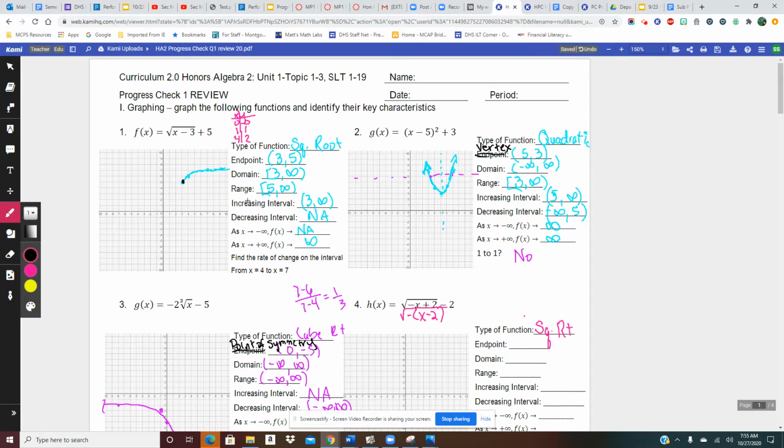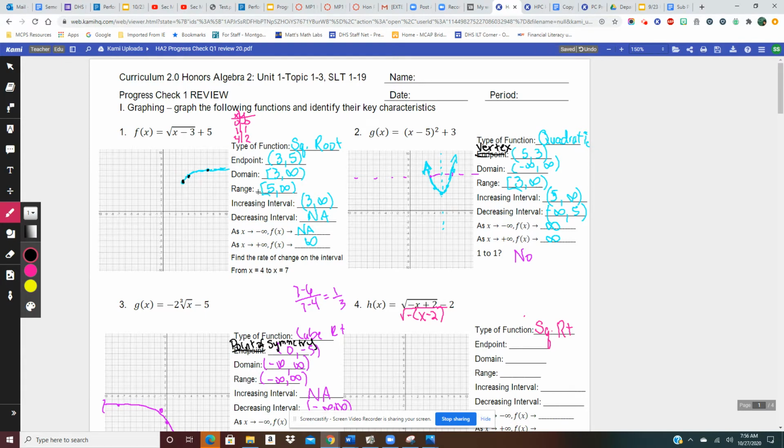Okay, and then you have the points 0, 0, 1, 1, 4, 2 are your original parent function points. So when I've moved this right 3 up 5, I can go right from this point as like my new 0, 0. I go 1, 1, and then 1, 2, 3, 4, 2. And so there are my points, and there's my graph.